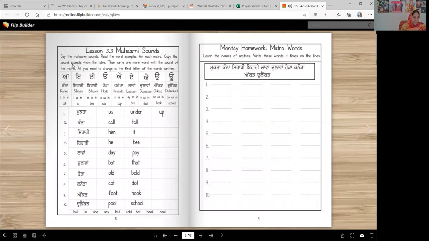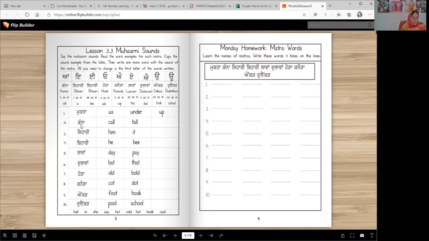Now, here is the harmony again. So this is a, i, e, o, o, a, u, u. You can say this harmony a few times, then you will remember. Here is the same table from the previous page, with the same word examples, right? Now here's mukta. Mukta sound you can hear in us, under, and up.